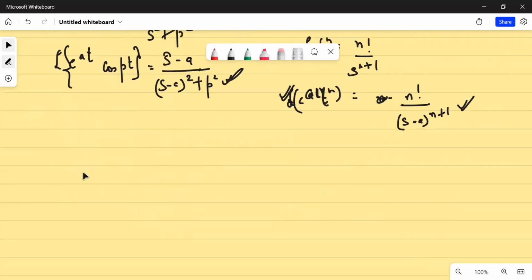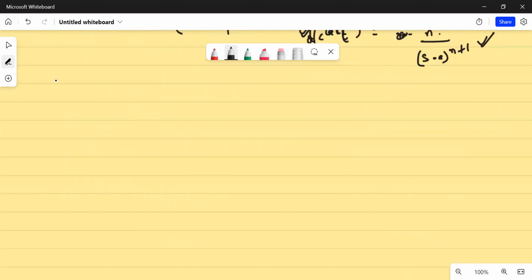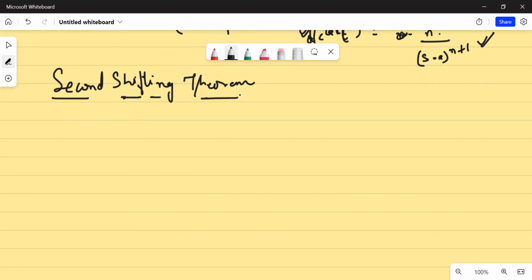Now, let us focus our attention on the second shifting theorem. Let me wait for people to join in. Okay, so just give me a minute or two, and then I'll start with this. This is the second shifting theorem.